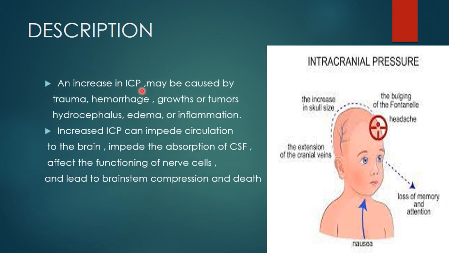An increase in the intracranial pressure may be caused by trauma, hemorrhage, growths or tumors, hydrocephalus, edema or inflammation. Increased intracranial pressure can impede circulation to the brain, impede the absorption of the cerebrospinal fluid and affect the functioning of the nerve cells, and lead to brainstem compression and death. Here you can see, with increased intracranial pressure, there will be an increase in the skull size, bulging of the fontanelle, headache, loss of memory and attention, nausea, and extension of the cranial veins.